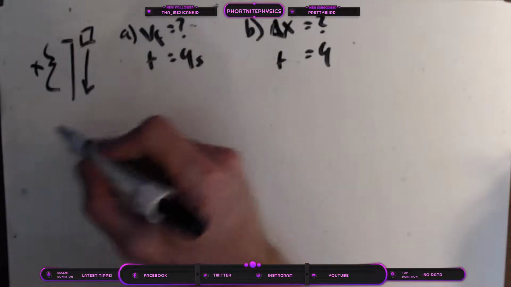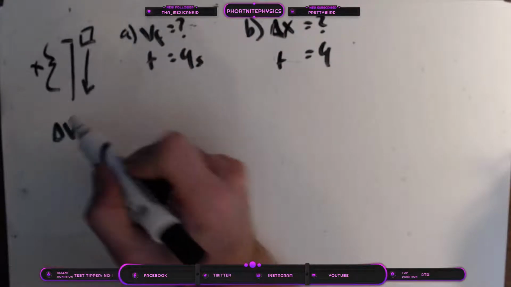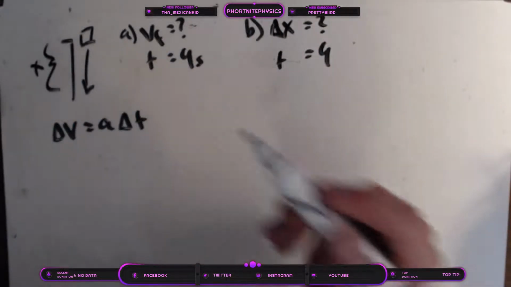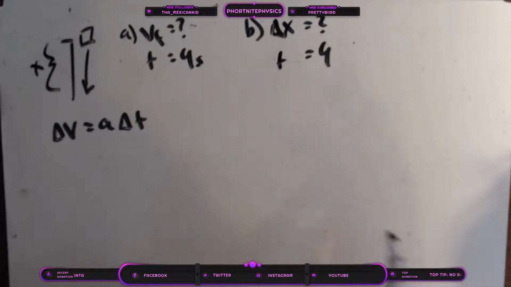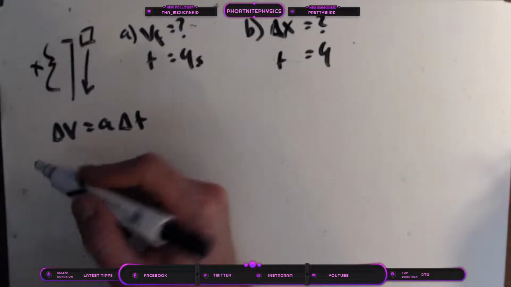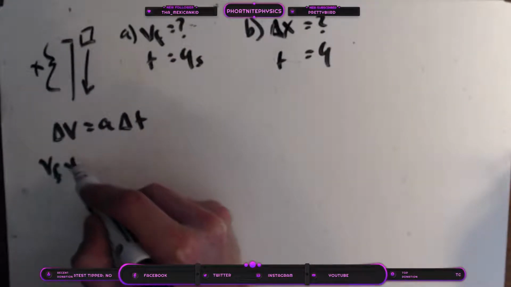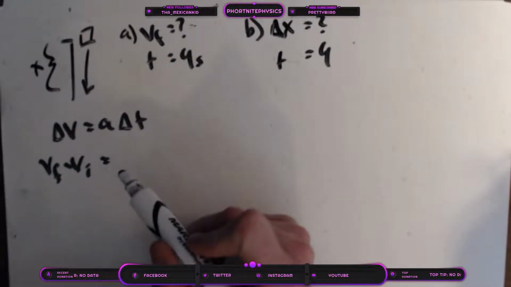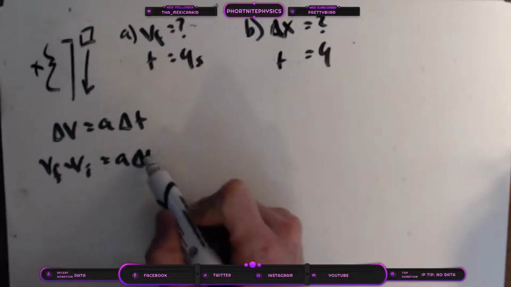So we can look back at our equation from last time that our delta v is equal to acceleration multiplied by how long we are accelerating for, that period of time. Okay, and that's fantastic. And let's go ahead and substitute in that other thing we talked about. Vf minus initial velocity is equal to our acceleration multiplied by our time.